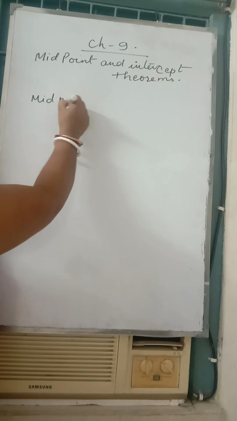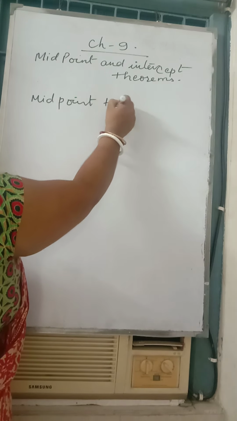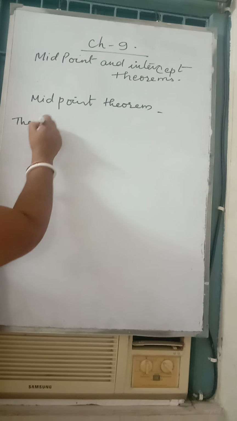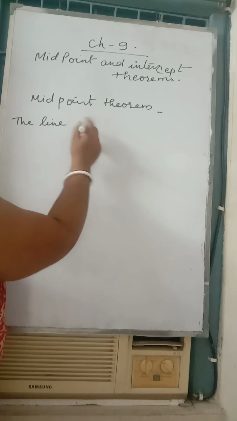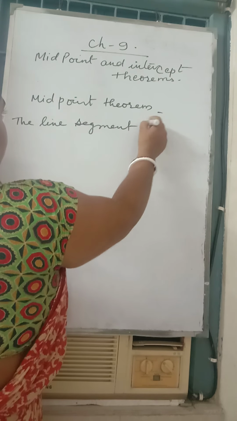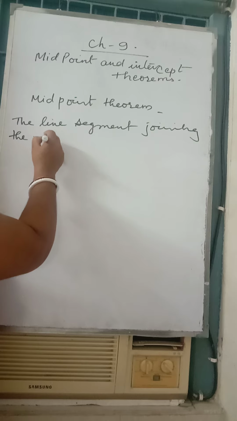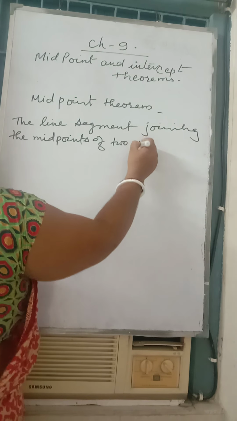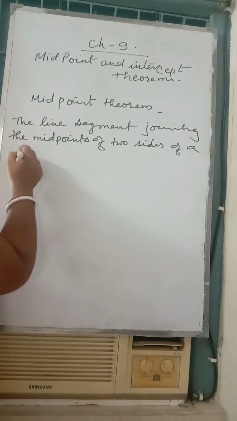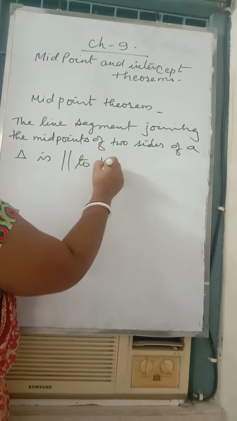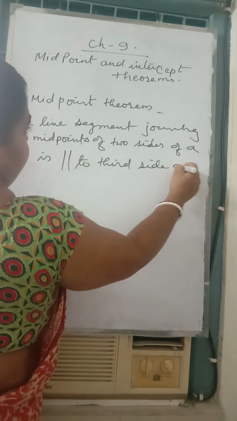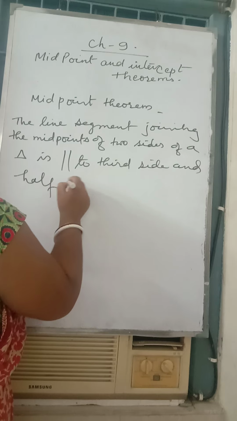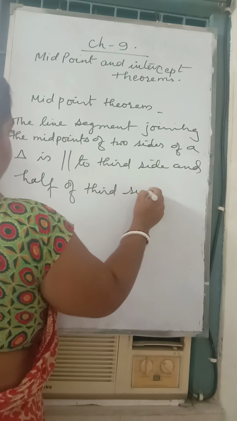Midpoint theorem. The line segment joining the midpoints of two sides of a triangle is parallel to third side and half of third side. This is the midpoint theorem.